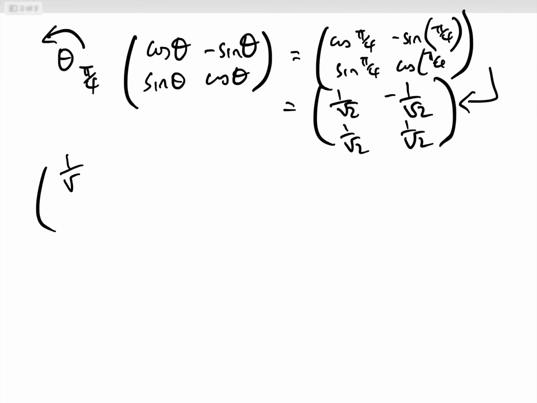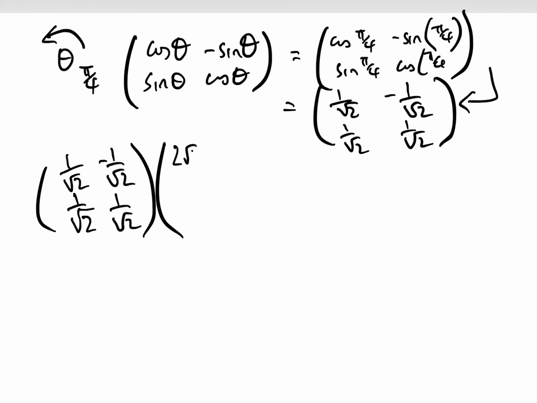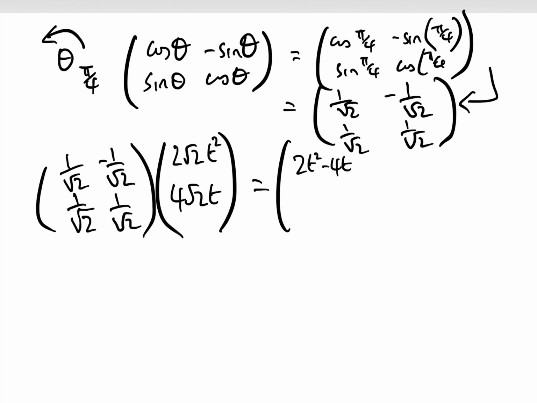Okay, so let's do that. So we have the matrix 1 over root 2, minus 1 over root 2, 1 over root 2, 1 over root 2, times the coordinates 2 root 2 t squared, 4 root 2 t, and when we multiply that, we get 2t squared minus 4t, 2t squared add 4t.